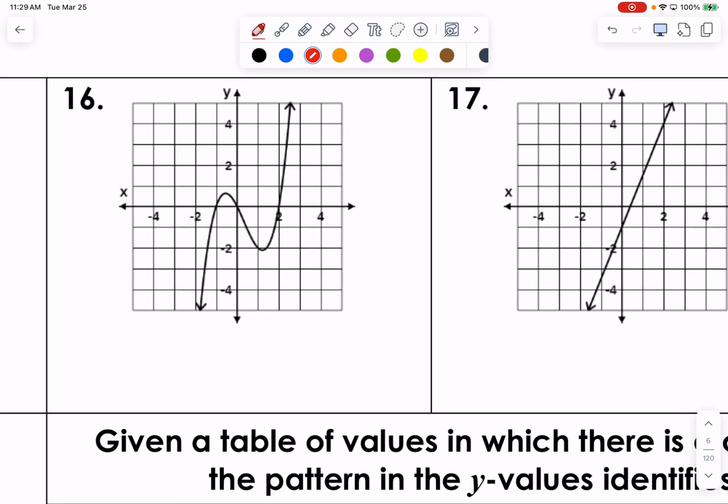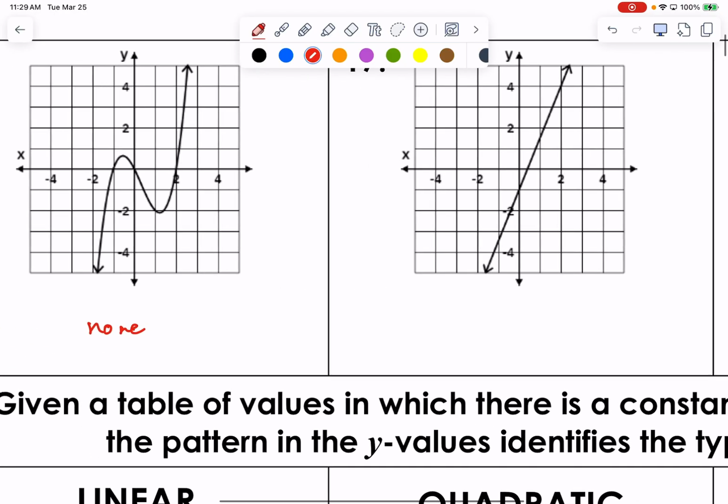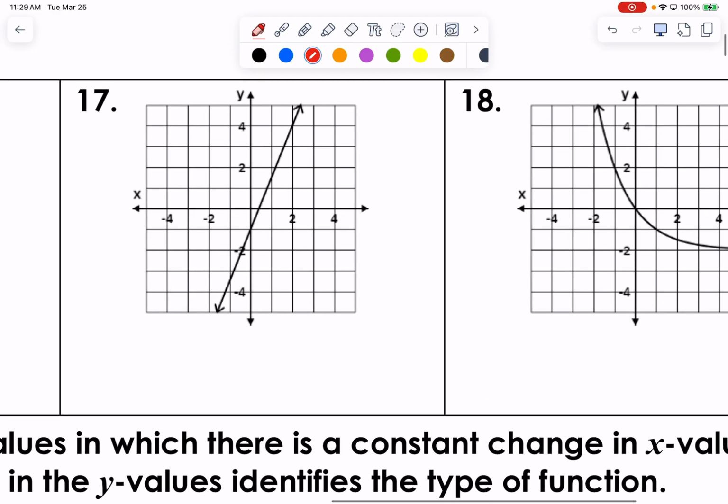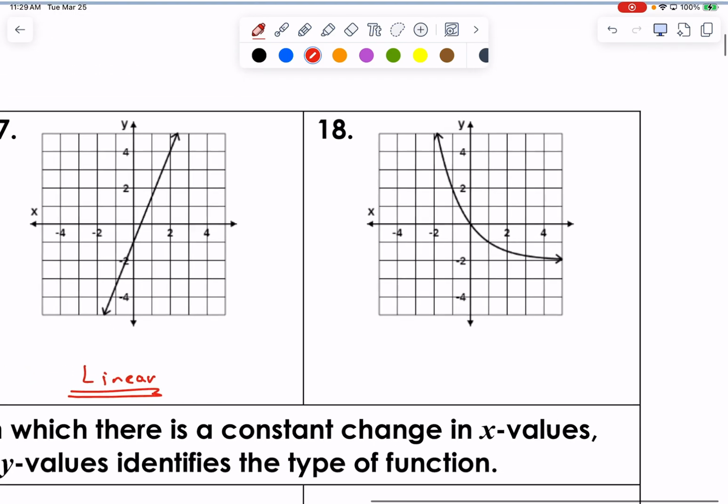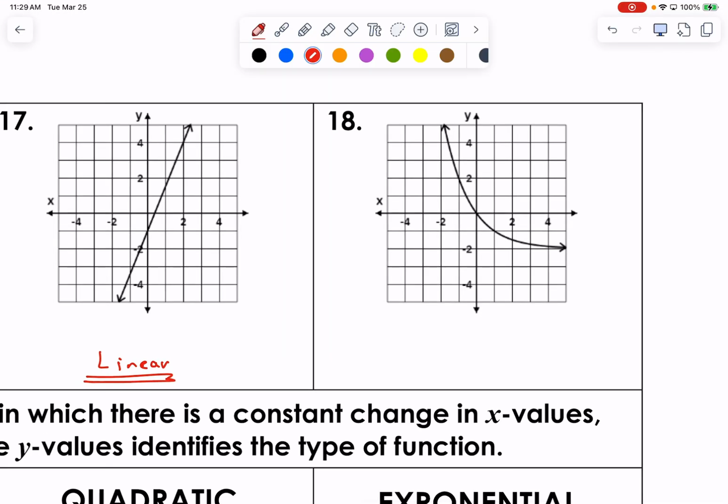Is it linear, quadratic, exponential growth or decay, or none? None. This is none. There's other things. It's actually called a polynomial, but we're not going to worry about that. 17. What is it, everybody? Line. Hold on. Let everybody catch up. 17 is linear. Do you agree? It's a line.